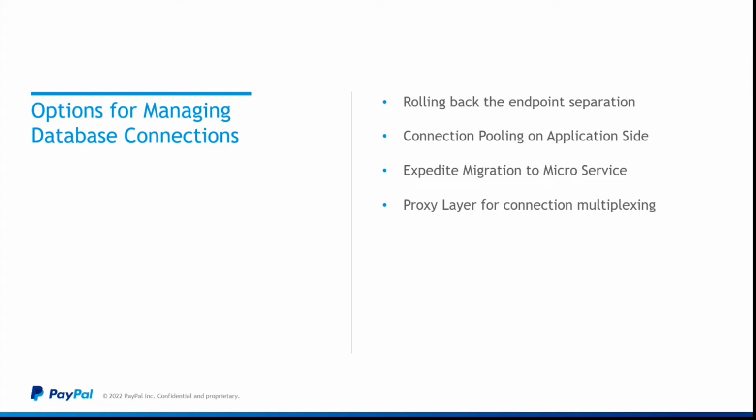And the other option that we thought about was adding a proxy layer for doing connection multiplexing. Basically, just add a proxy layer in between the application and the database, and that can help multiplex connections in between. That's what we decided to go with, in the interest of time and as the best available approach with the least amount of risk compared to other options.